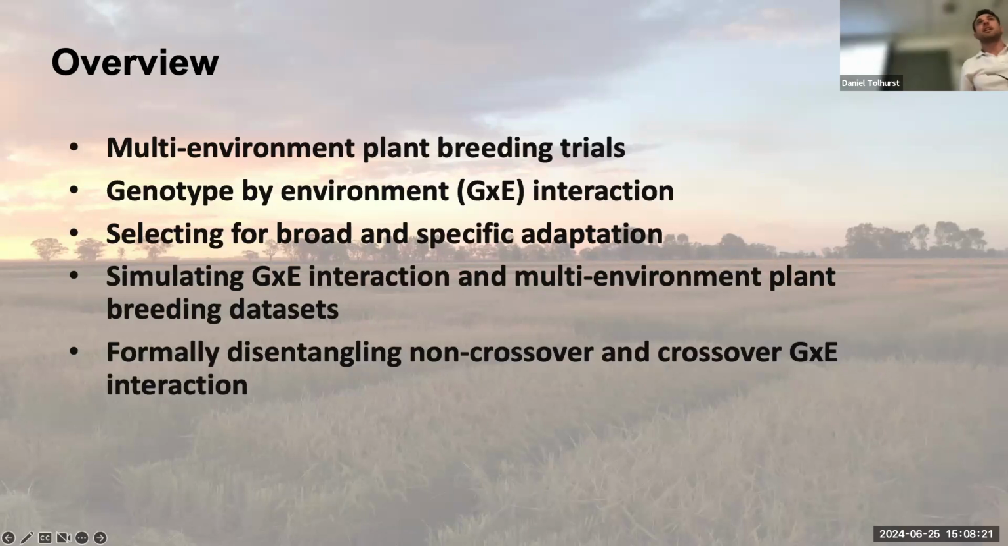Just a very quick overview of what I'm going to touch on. I'm going to talk a little bit about multi-environment plant breeding trials, what they are, and why G by E causes grief within those trials. How we're going to leverage G by E to select for broad and specific adaptation within those. How you can do a bit of simulation to simulate some G by E, what that looks like, and then formally, how we disentangle the components that I mentioned before, non-crossover and crossover.